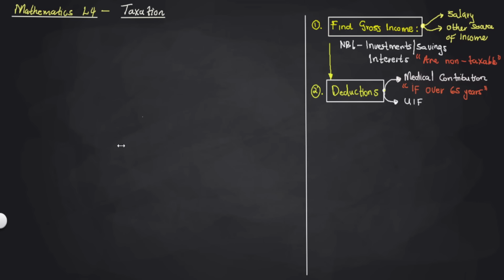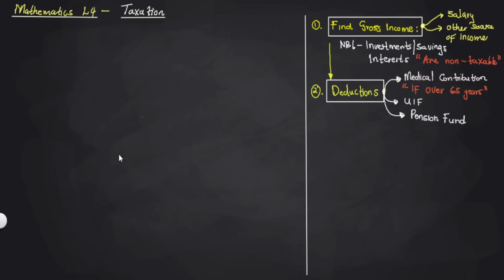Then another item that is a deduction, UIF, right? Unemployment Insurance Fund. Last point is the pension fund. Okay, these deductions are non-taxable. That is why they are deducted. That is why we are taking them out of the gross income.